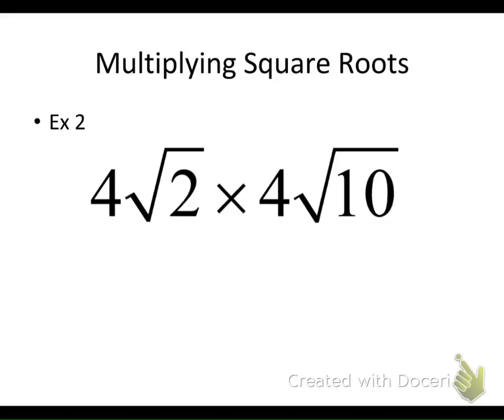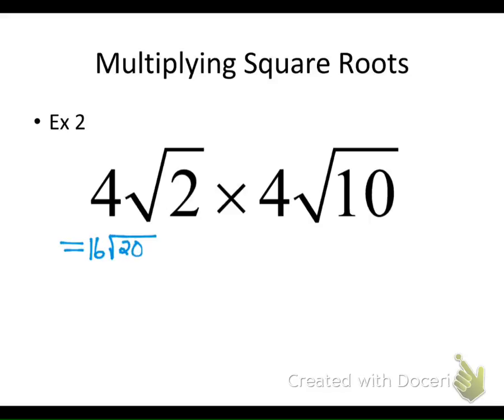So can you simplify the square root of 2? No. Can you simplify the square root of 10? Well, what 2 factors will you get for 10? 2 and 5. Multiply it together, what do you get? 10. 2 and 5, you're not going to have any factor pairs from it, are you? So we're going to go ahead and multiply our coefficients together. What do I get? 16. Then you're going to multiply your radicands together. What do you get? 20.